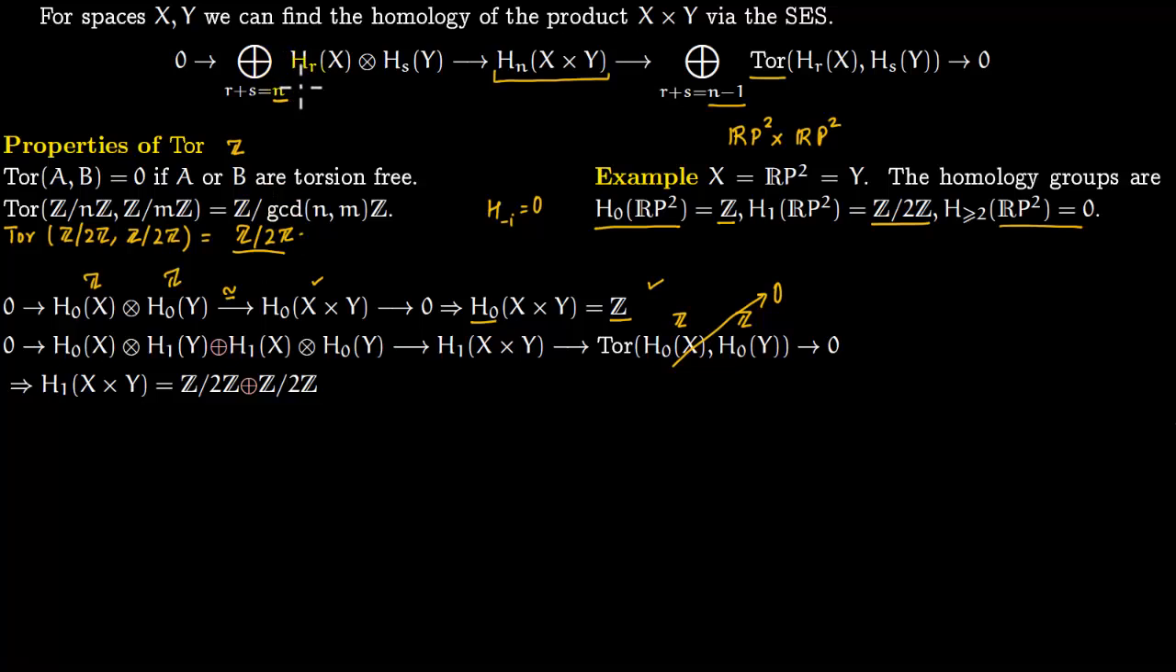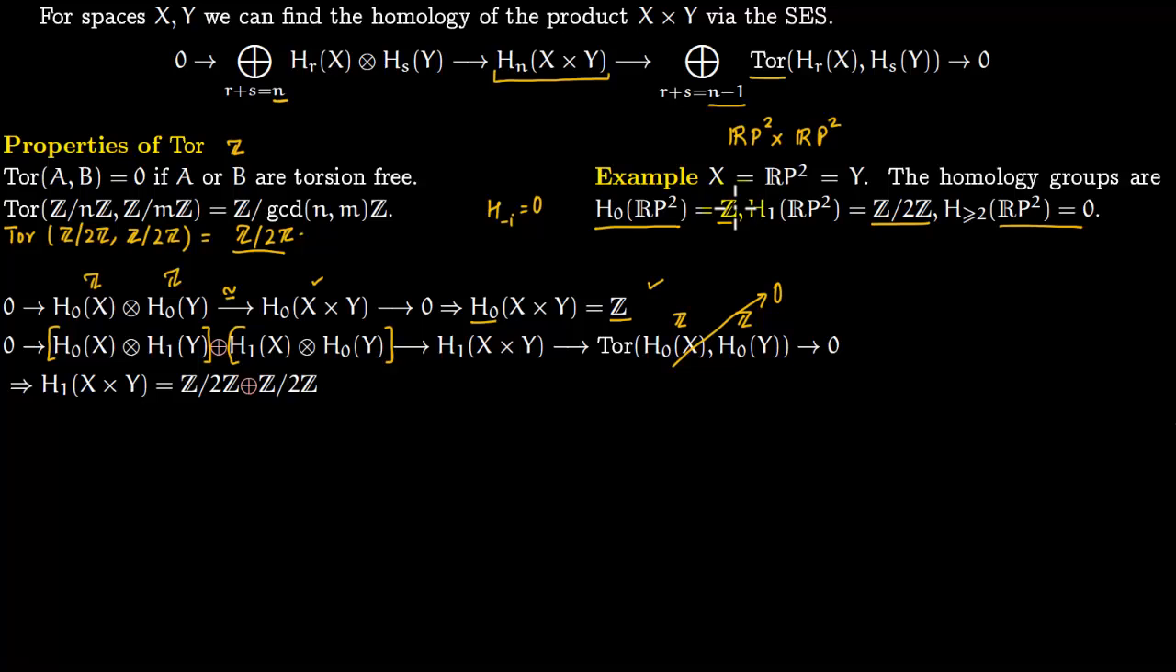So here we now have n equal to 1. The two indices r and s which sum up to 1 are H0 tensor H1, since 0 plus 1 is 1, and then H1 tensor H0, because 1 plus 0 is again 1. So this has to match here. So what is H0 of X?